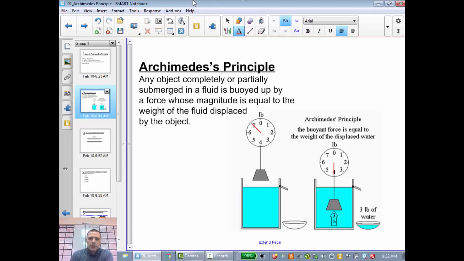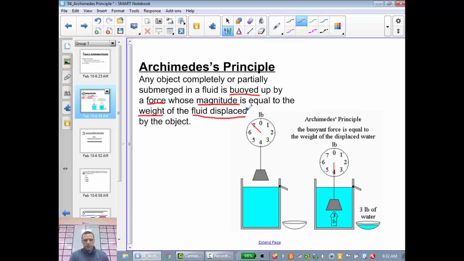So there's a lot there, and I want to try to underline or highlight some key points here. First off, any object that is completely or partially submerged. So as soon as you put an object in a liquid, you get a buoyant force. And the key to Archimedes' principle is this: the magnitude of that force is equivalent to the weight of the displaced fluid. It doesn't have anything to do with the weight of the object. It's how much fluid you displace.